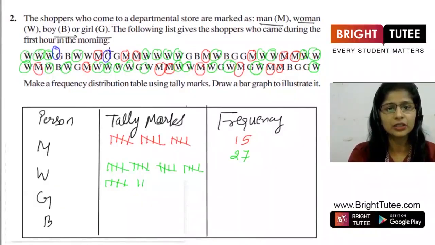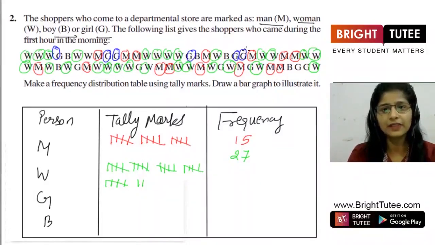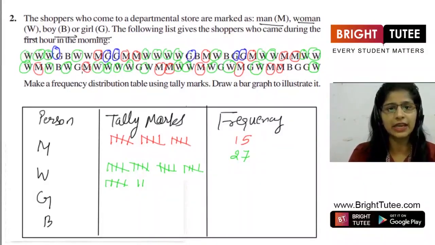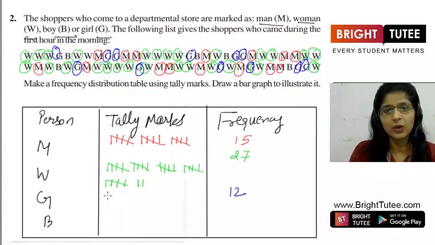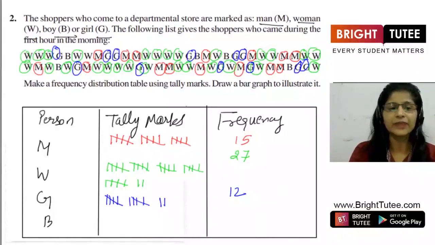1, 2, 3, 4, 5, 6, then we have 7, then we have 8, then we have 9, then we have 10, then we have 11 and 12. So there are 12 girls. 1, 2, 3, 4, 5, 6, 7, 8, 9, 10, 11, 12. Then comes the number of boys.